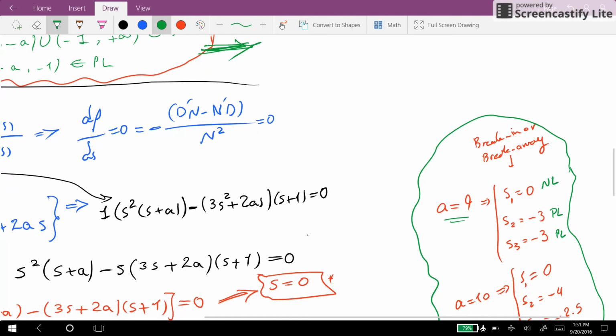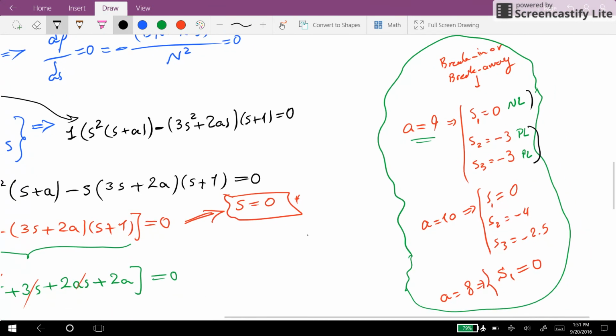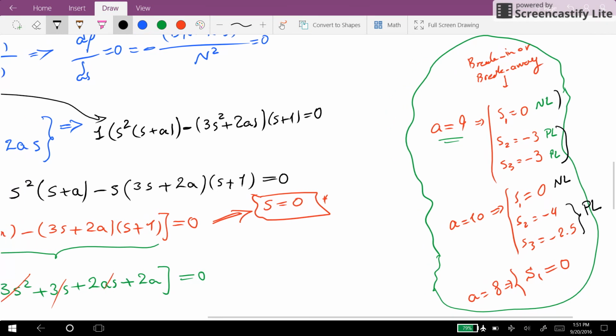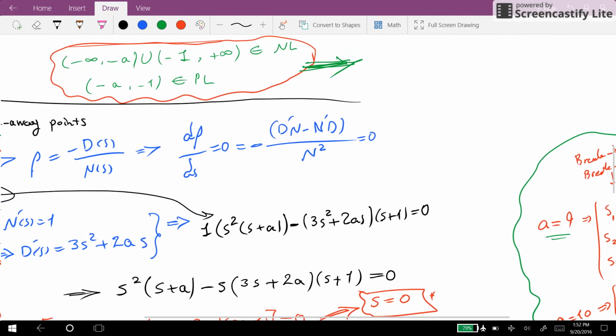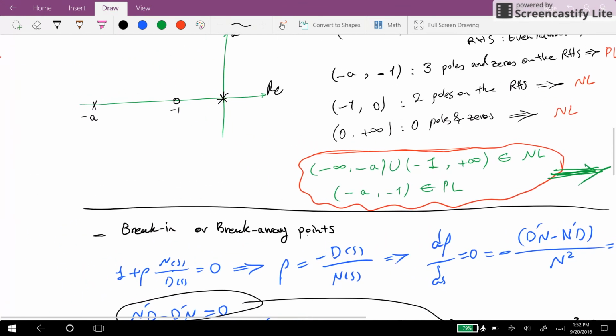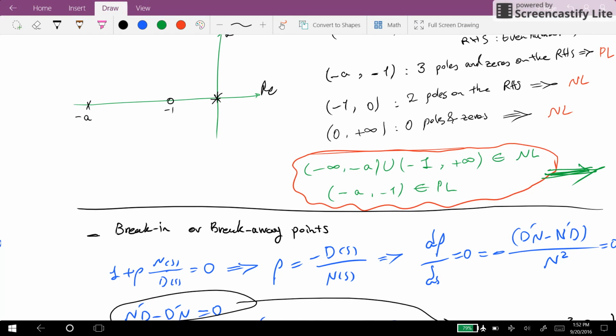So we have two break-in or breakaway points for the positive locus and one for the negative locus. For the second case, S1 equal to 0 is in negative locus again. S2 and S3 are both in the positive locus, because they are between -a and -1. And for the third case, S1 equal to 0 is in the negative locus again. Okay, so I think now we can little by little start to draw the root locus. One more thing that we need to determine is the angle of departures from the poles at the origin.